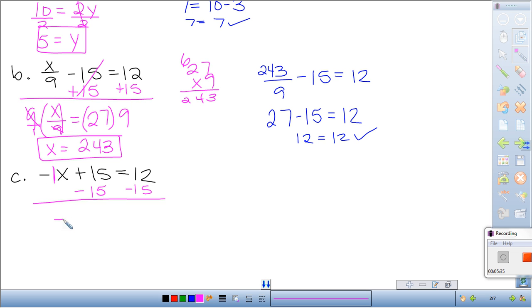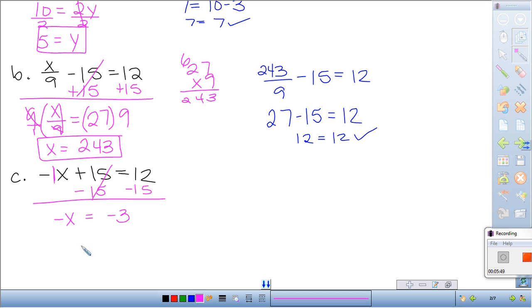So I bring down my negative x. Plus 15 minus 15 cancels. Bring down your equal sign. 12 minus 15. Well, obviously the negative number is bigger, so my answer is going to be negative. And I get a negative 3.